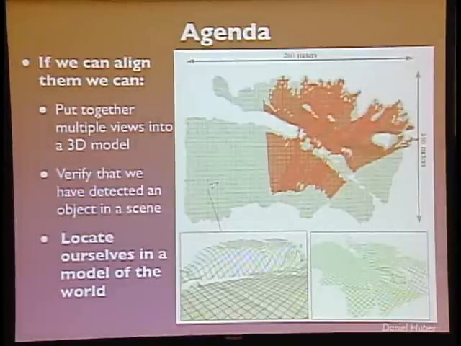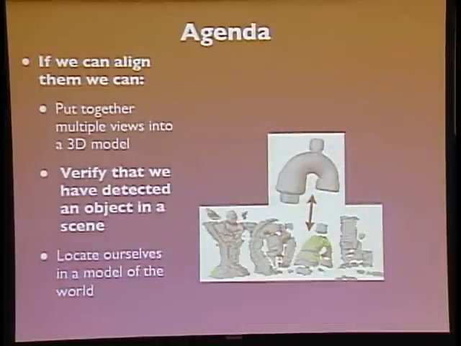Now, yeah? Is there some analog for the Harris corner detector thing to find interesting starting points? There is.